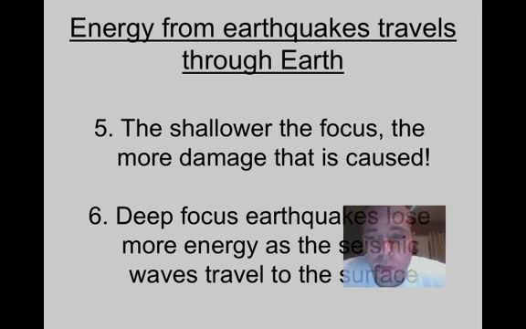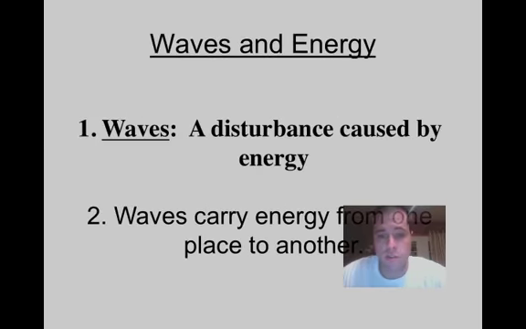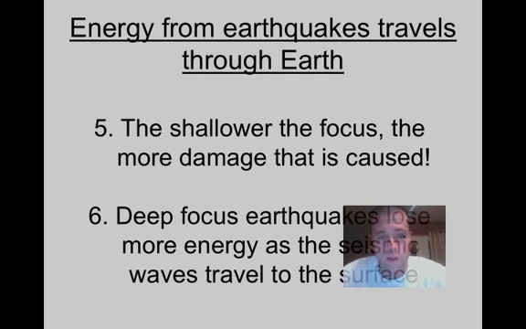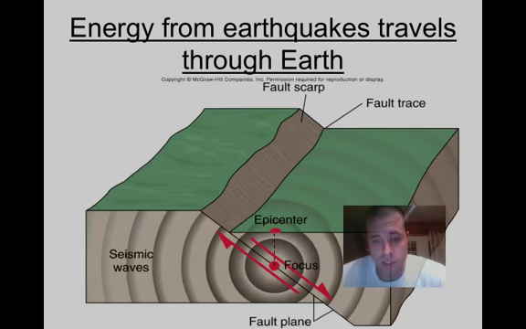Number 5, the shallower the focus, the more damage this caused. Deep focus earthquakes lose more energy as the seismic waves travel to the surface. So, the shallower the focus, the more damage caused, and this is why. If this focus is here and we have an earthquake, there's a certain amount of damage. But if we move the focus a little closer to the surface here, that energy has to travel less distance to get to the surface to do damage on the surface. If it's traveling less distance to do that damage, it's going to pack more of a punch.